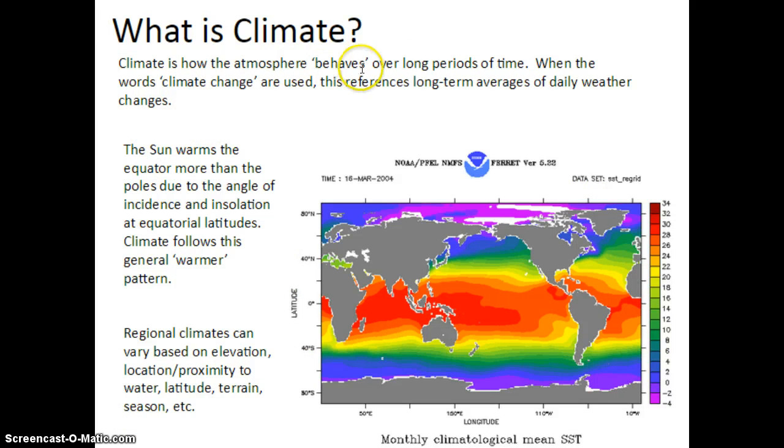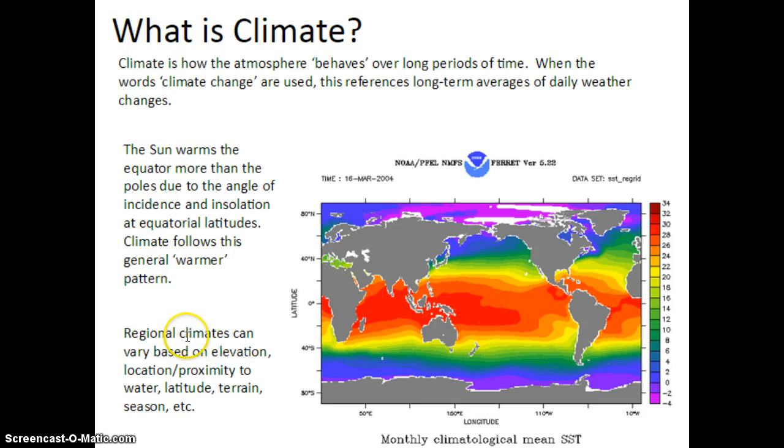Climate is how the atmosphere behaves over long periods of time. When the word climate change is used, this references long-term averages of daily weather changes. So the sun's going to warm the equator more than the poles due to the angle of incidence and insolation at equatorial latitudes. Climate follows this general warmer pattern.